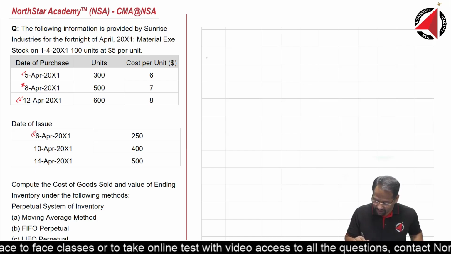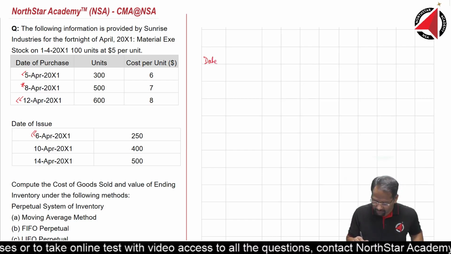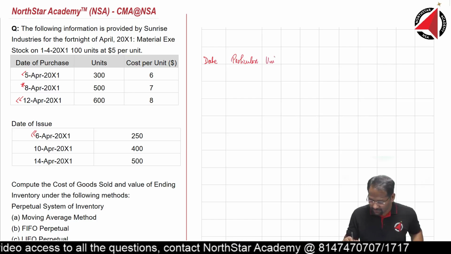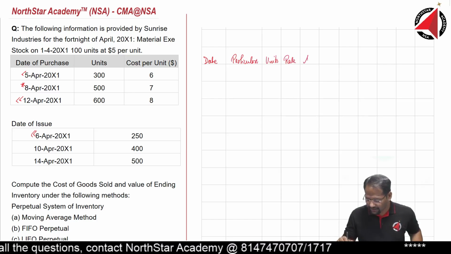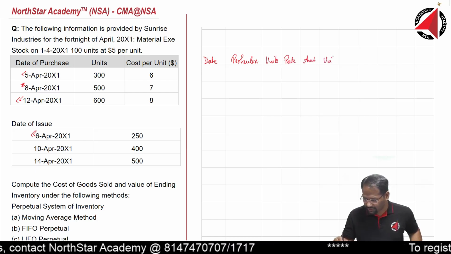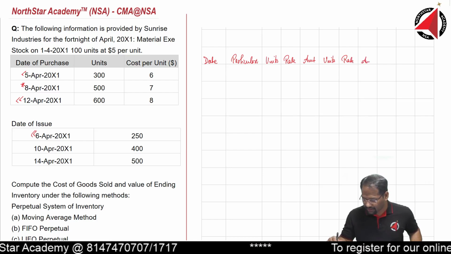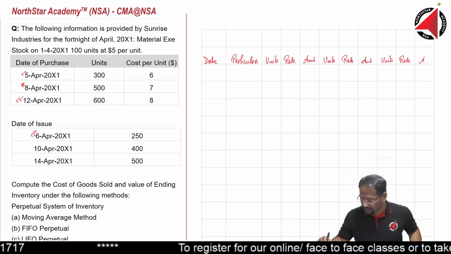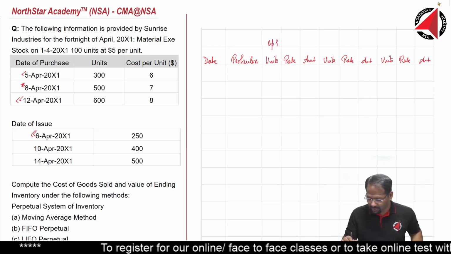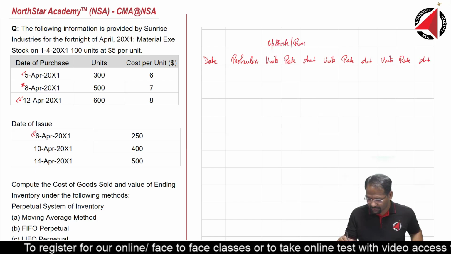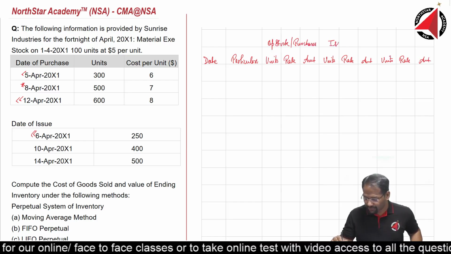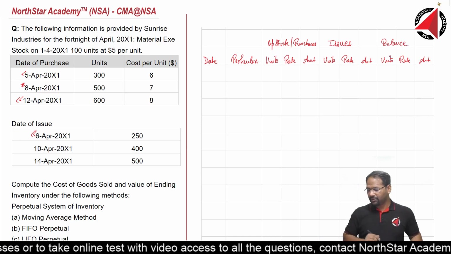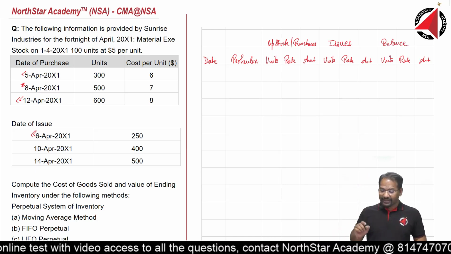So first, date, and then particulars. Here units, rate or cost per unit, and then amount. Here also units, rate or cost per unit, amount. Last one also units, here rate and here amount. Heading will be opening stock / purchases. Then it will be issues, and last one will be balance of closing stock. Balance or closing stock of inventory. Let's get on with the first one again.